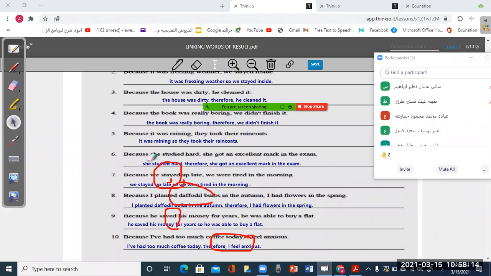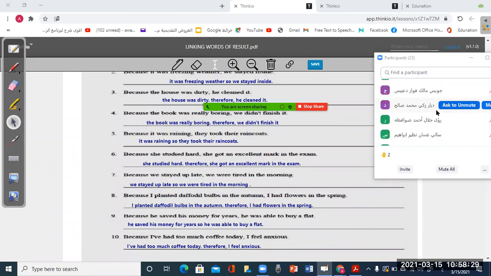Because he saved his money for years, he was able to buy a flat. Yes. He saved his money for years, so he was able to buy a flat. Okay, so the comma before "so". And the last one, number 10, Omar.